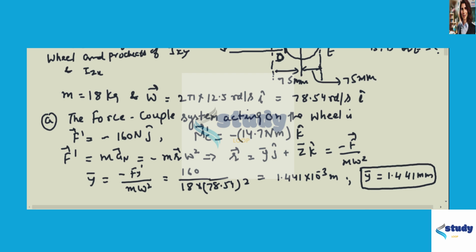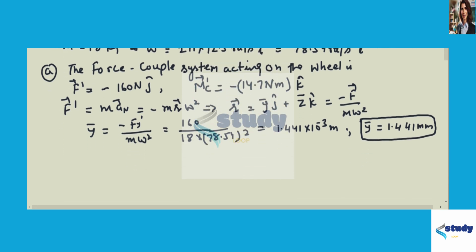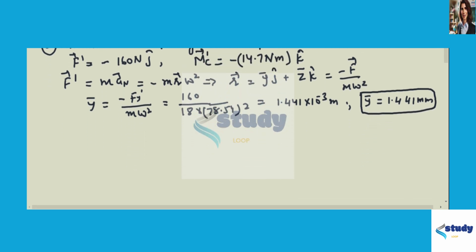Now z. The z coordinate will be minus Fz upon M omega square. Fz is 0, so you may write the z coordinate of center of mass is 0.